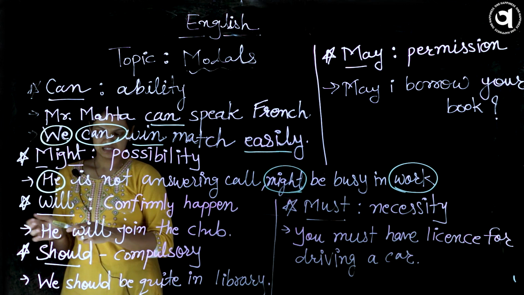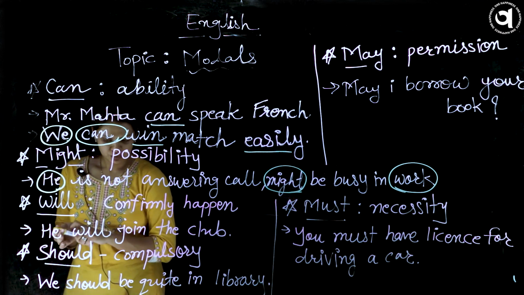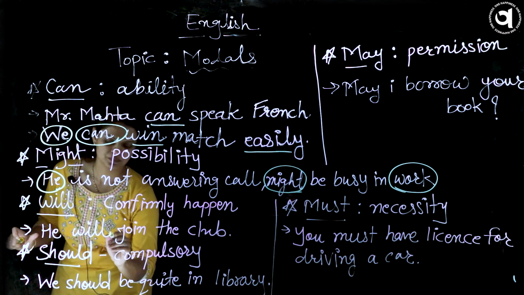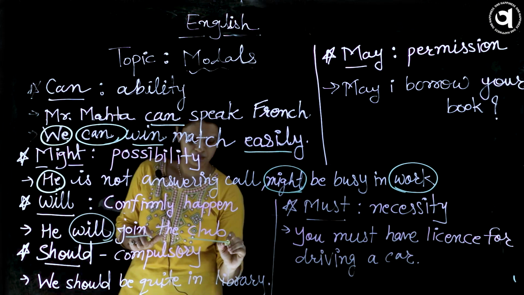So here the sentence is, he will join the club. The subject is telling that he will do this thing. He is definitely doing the verb of joining the club.